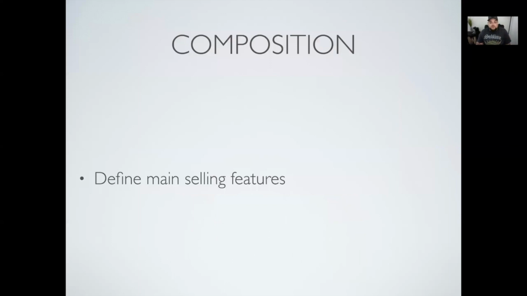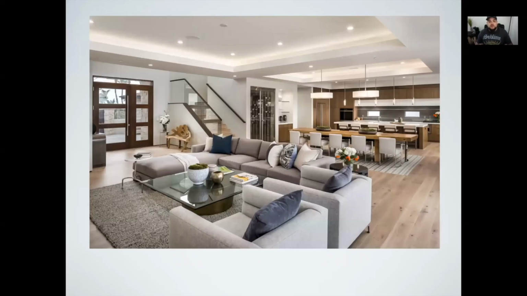When you walk into a room, the first thing I'm going to do is define the main selling features. What I mean by that is I'm going to look at everything in the room that's going to help this house sell and showcase whatever main features there are in each room. In this house, for this example, there's a million things that'll help it sell, but I'm going to try to pick apart the things to focus on.